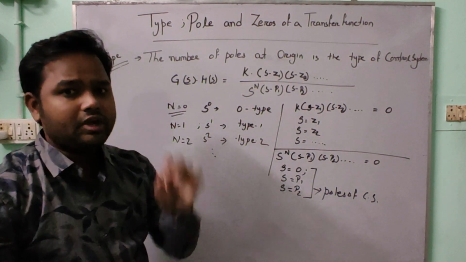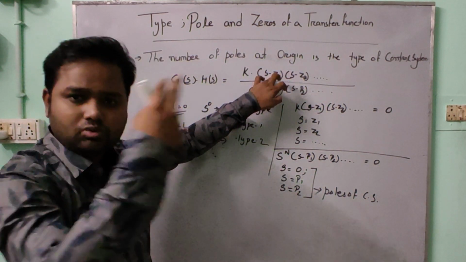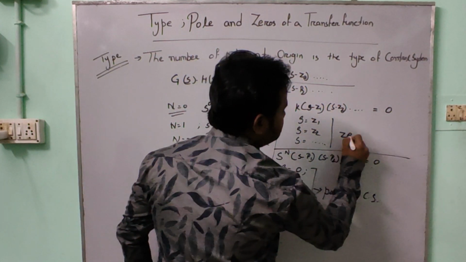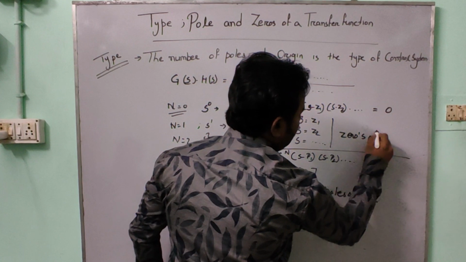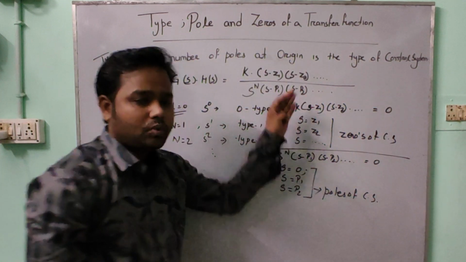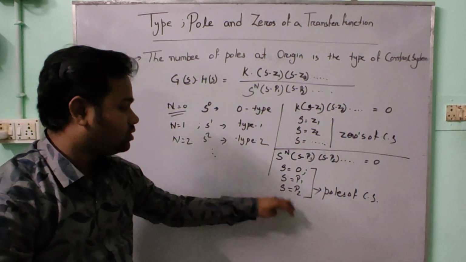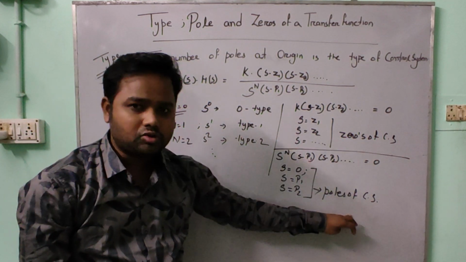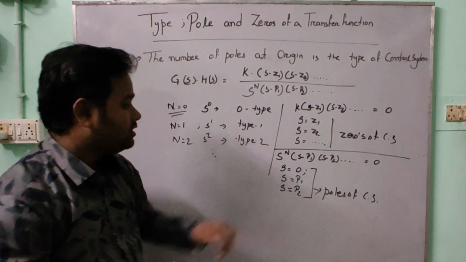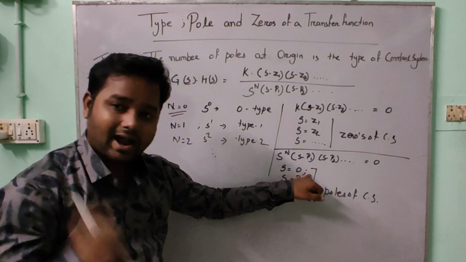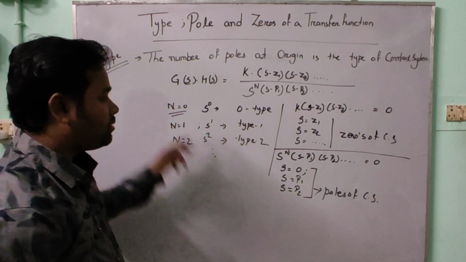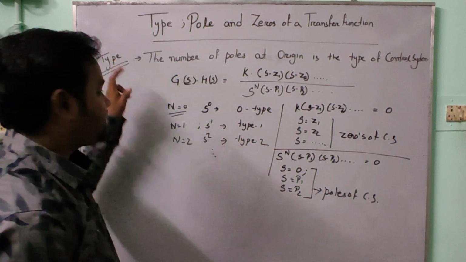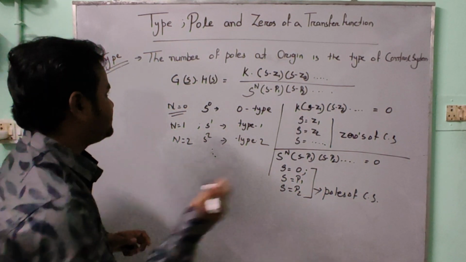That means if you equate the upper part of a transfer function to 0, then the values are the zeros of control system. If I equate the lower part of the control system to 0, then the values of s will be the poles of control system. And here one point is that the value s is equal to 0 at the origin is known as the type of control. How many times the value s is equal to 0 is repeated is the type of control system. Let us take an example.